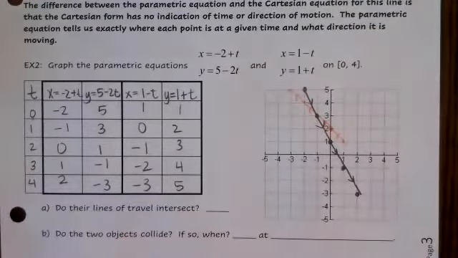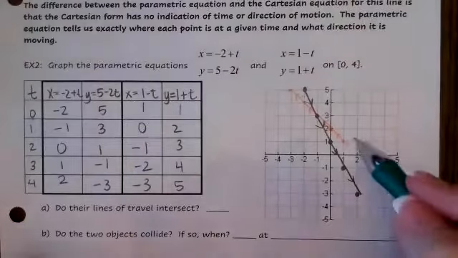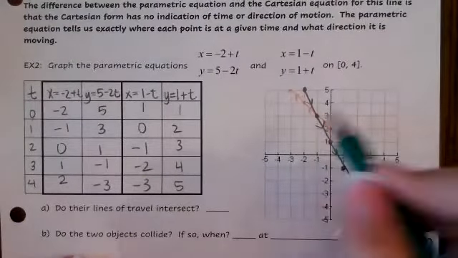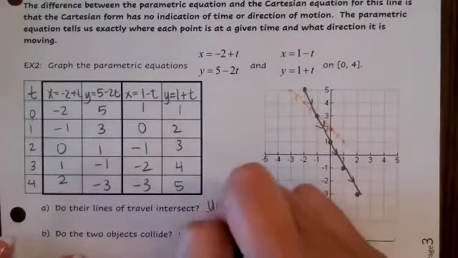And so there is my second graph. It asks us down here, do their lines of travel intersect? And yes, they do. Our lines intersect right here. So yes.